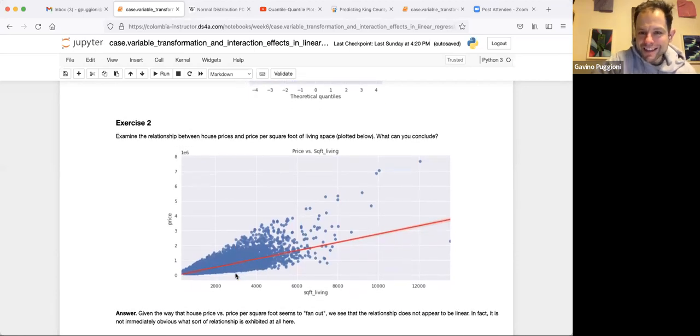So in this sense, the relationship cannot be linear. So it's probably something that goes more in a curvilinear way. But it's not obvious, just because there are so many points. And what we can see that increases linearly is actually the variance.